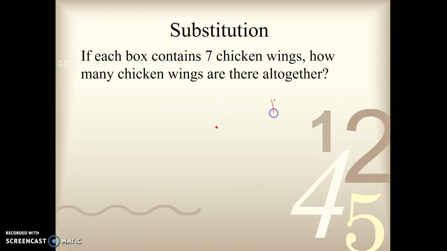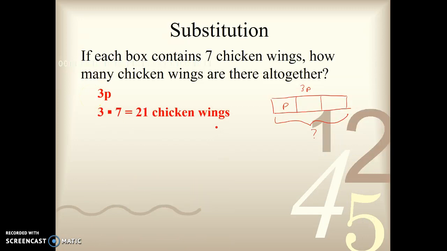Now, let's substitute. So remember that we had 3p total chicken wings, right? And we want to find out now how many chicken wings are there altogether. Well, we're told in this problem that each box contains 7 chicken wings. And now how many chicken wings are there altogether? So remember we want to write our problem, 3p, then we want to substitute 3 times 7, and then we want to solve. It equals 21 chicken wings.